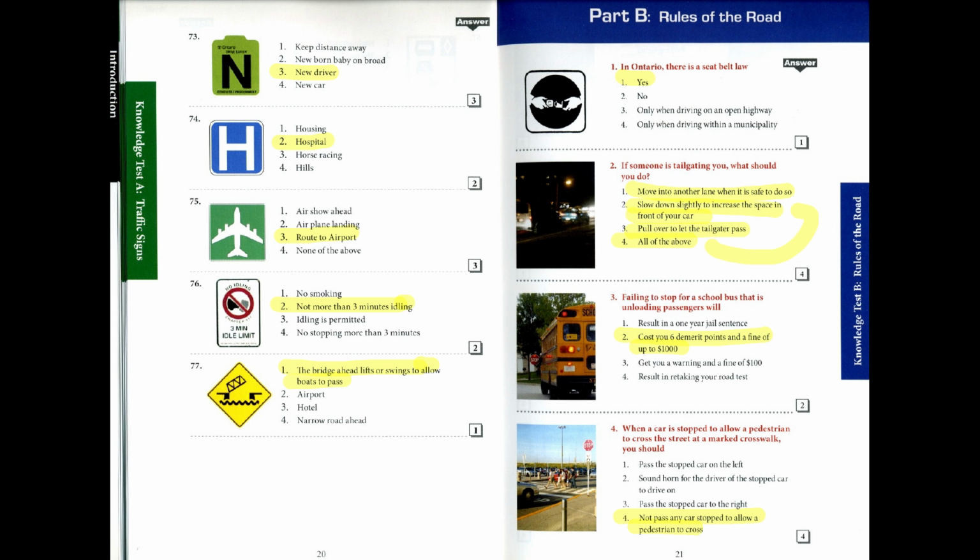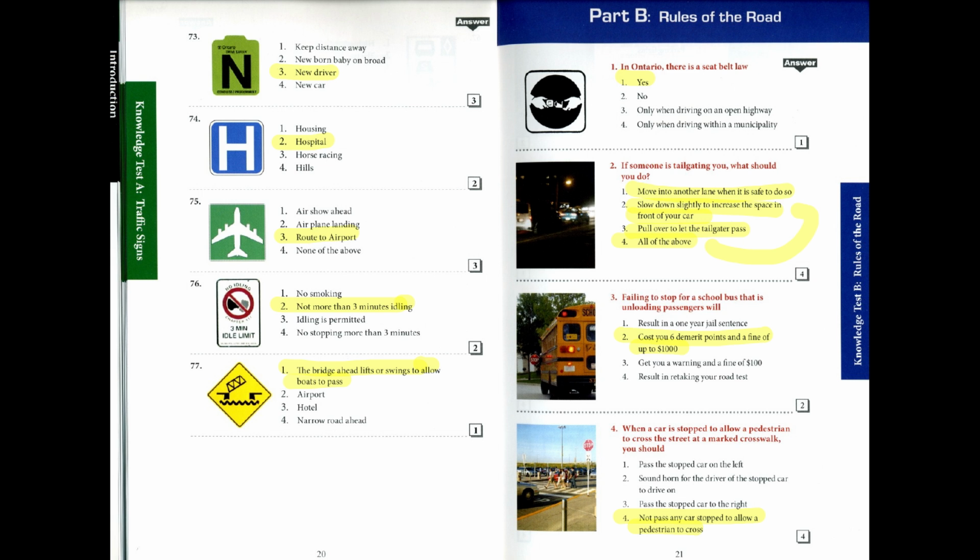Number 76. No idling. 3-minute idle limit. Not more than 3 minutes idling. Number 77. The bridge ahead lifts or swings to allow boats to pass. Part B, Rules of the Road.